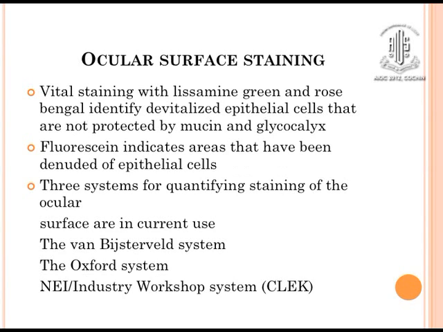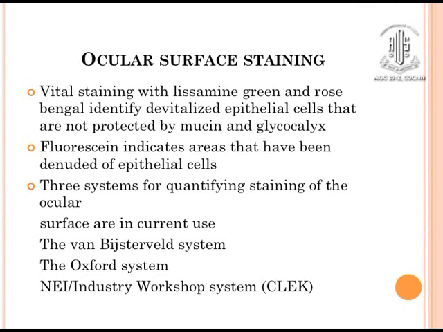The next test is ocular surface staining, the vital staining. Here two dyes are used: one is fluorescein, the other is lissamine green or rose bengal. Fluorescein stains the areas which are denuded of epithelium, and rose bengal or lissamine green stains dead and devitalized cells. But rose bengal is slightly phototoxic and can cause staining of the skin. So lissamine green is preferred.